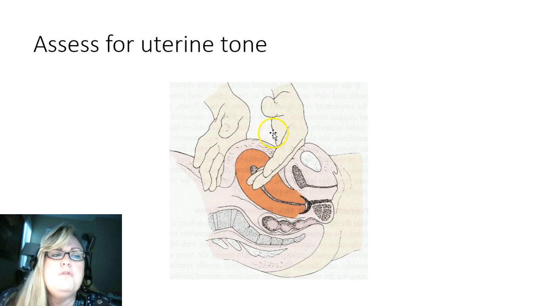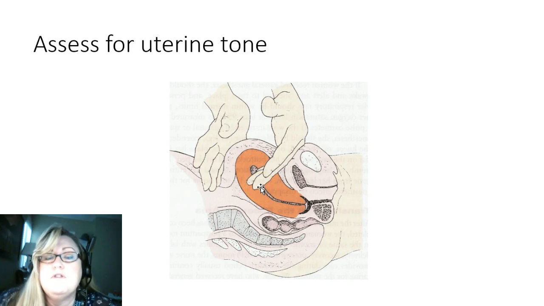So in order to prevent ourselves from pushing the uterus out because those ligaments are loose, we use the two-handed approach to assess for uterine tone. We put one hand right above the pubic bone and the other hand at the umbilicus, and we feel for uterine firmness. Of course, we want this uterus to be firm.